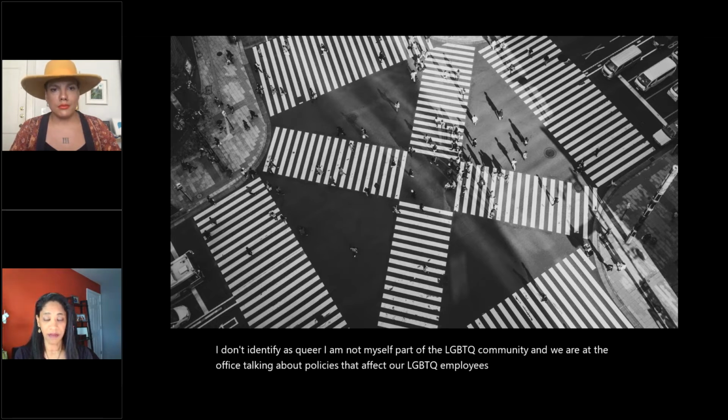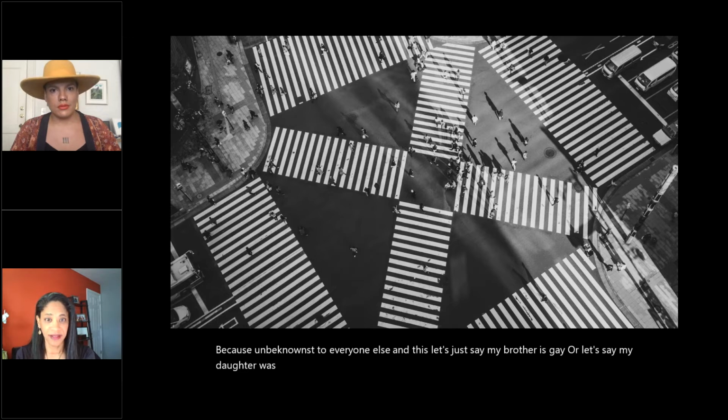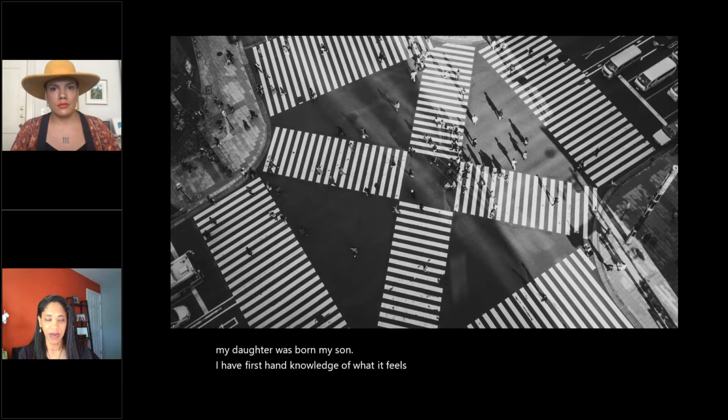And so I speak up because, unbeknownst to everyone else, let's just say my brother is gay, or let's say my daughter was born my son. I have firsthand knowledge of what it feels like, not because it's been my identity, but because I have lived with others in that space. So that's an example of "don't speak up, stay in your lane. Nobody asked you for your opinion."